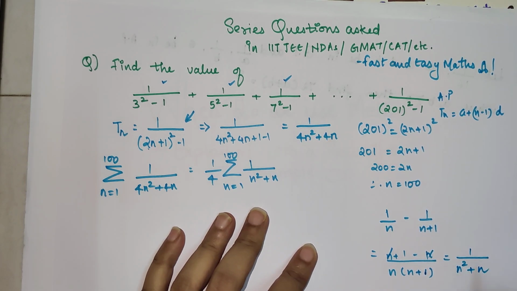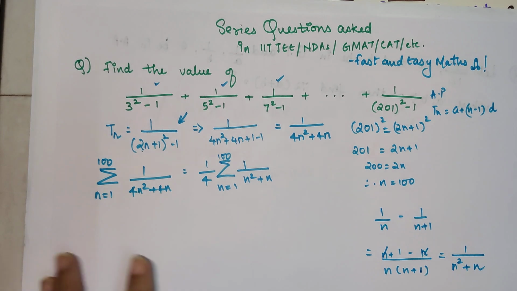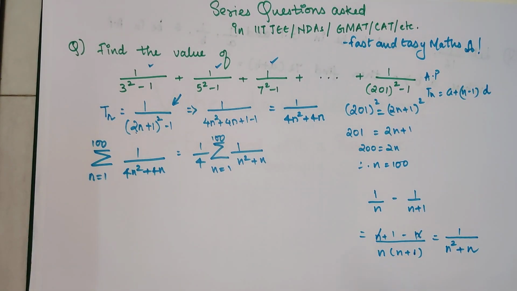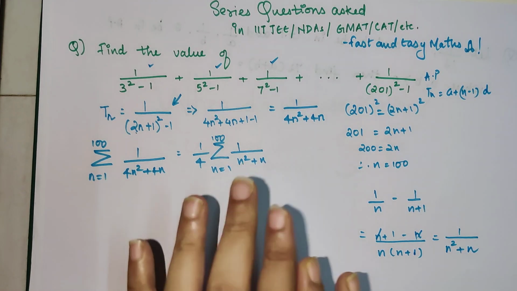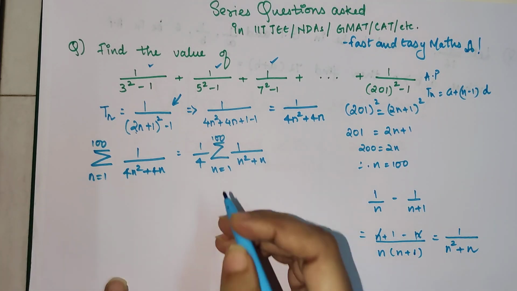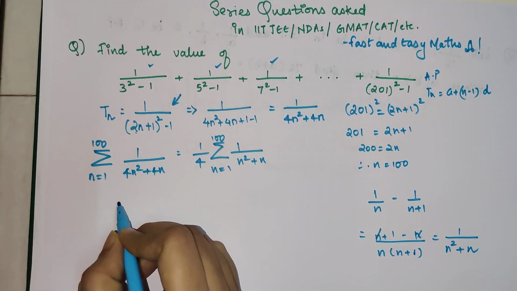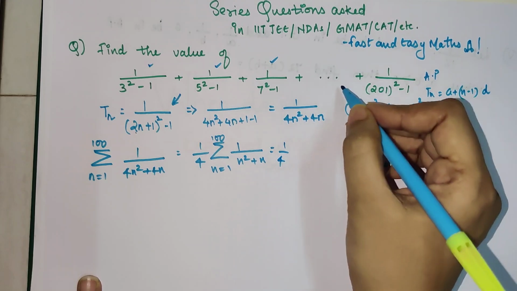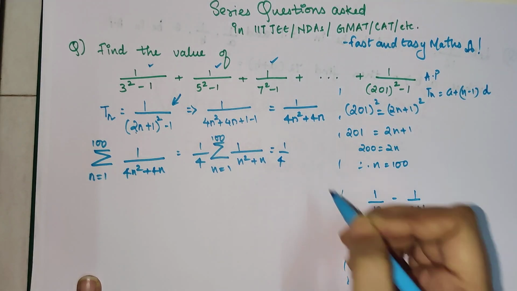And the bottom part will be n square plus n. I know you might be thinking how this will come, this is something which will strike you with a lot of practice. But this is something very basic. It will be a part of a lot of your series questions, so don't panic. So now over here, let's write this 1 upon 4. I'm just going to put a mark over here.